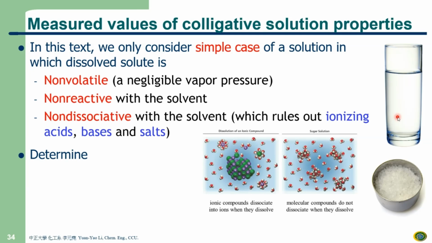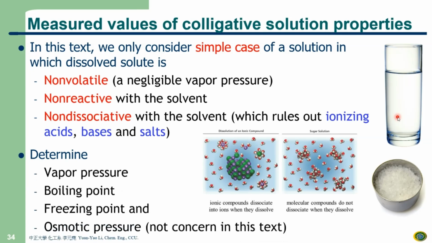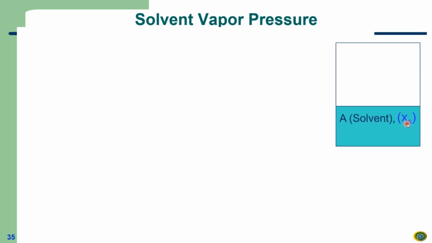Okay, so what we want to know is how much sugar we put into this liquid, and then what's the degree to which the vapor pressure will be lowered, how much the boiling point will increase, and how much the freezing point will decrease. So this is what we want to know. Let's start, in the very beginning, with the solvent vapor pressure. Let's assume this solvent is water, and the fraction of the water in this solvent is x sub s.